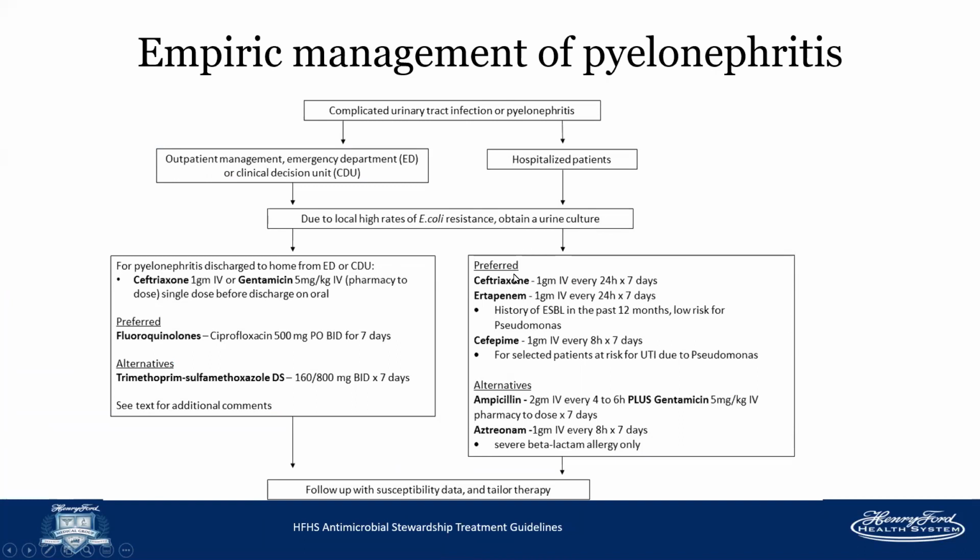The same thing on this side: if a patient is hospitalized, get a urine culture and start ceftriaxone. If they have a history of an ESBL in the past year and a low risk for Pseudomonas, ertapenem alone should be fine. Pseudomonas we usually see in patients who have catheters or had pseudomonal urine infections in the past. If they do have a risk for Pseudomonas, then cefepime would be appropriate to start empirically. Alternatives, if someone has allergies, are aztreonam or ampicillin plus gentamicin. Once the culture susceptibilities come back, we can tailor to oral therapy.